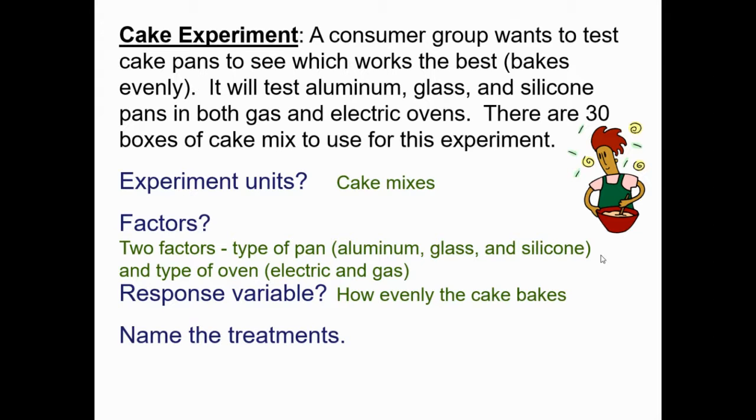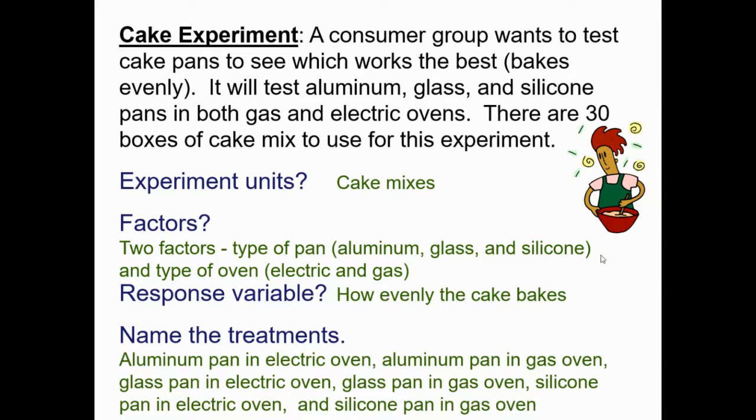Okay, name our treatments. What are all of our treatments here? Yep, that's exactly what I mean. So we have aluminum with gas, aluminum with electric, glass and gas, glass and electric, silicone and gas, and then silicone and electric. We've got 6 different treatments.